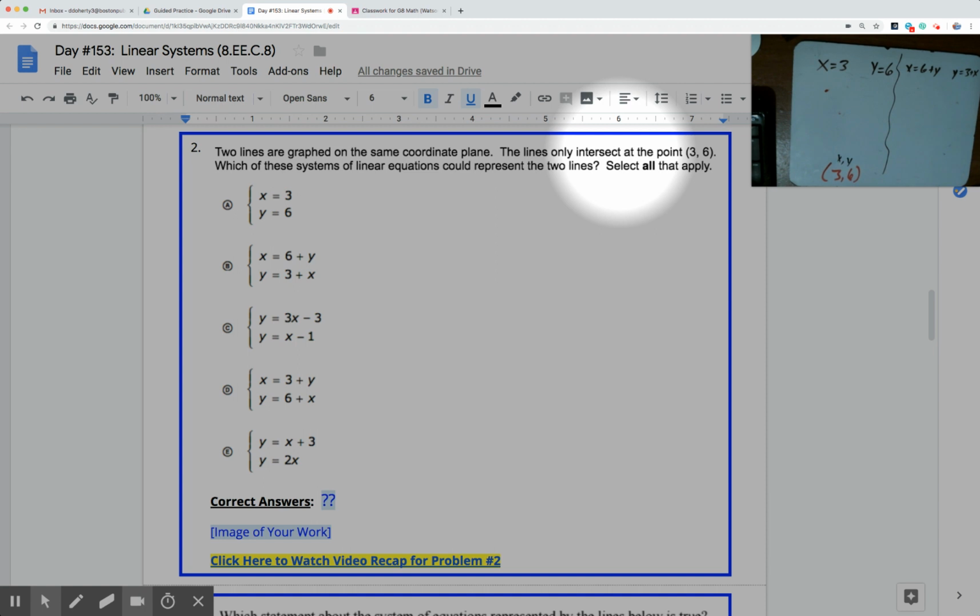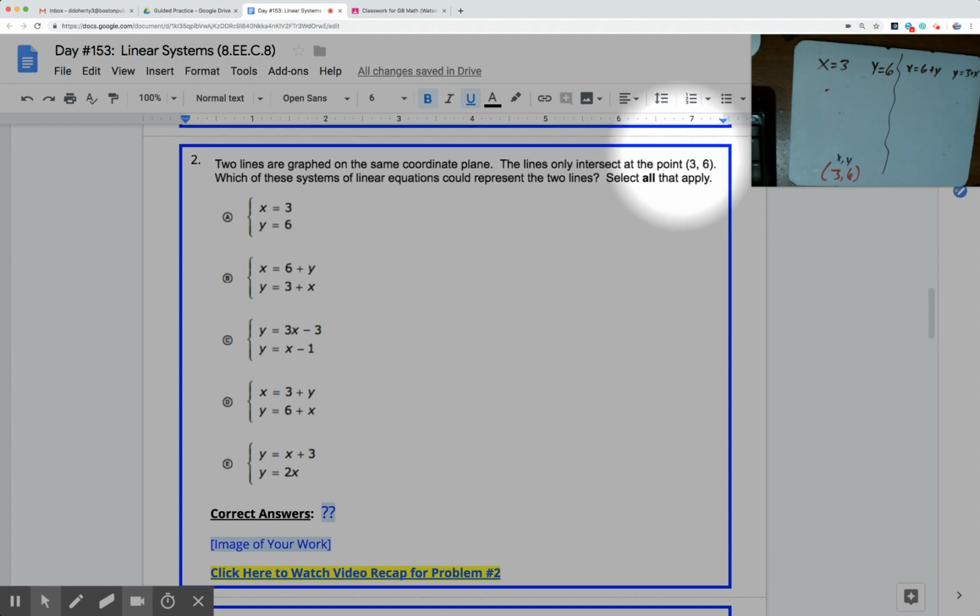So this problem is really asking which of these linear systems, at least two of them, has a common solution of 3 for x and 6 for y. I've written down the first two linear systems here. Later on, we're going to write down the other three. The key here, I would use substitution.